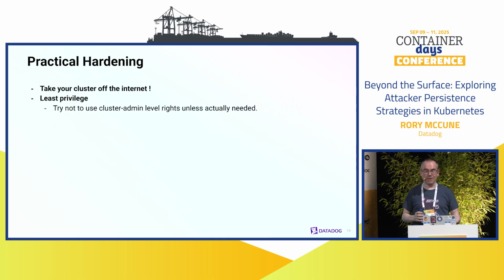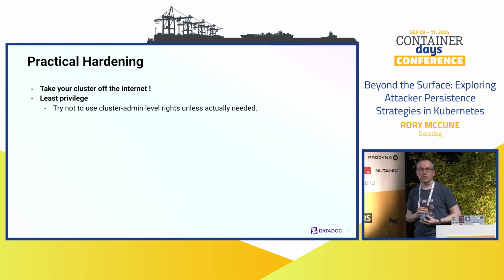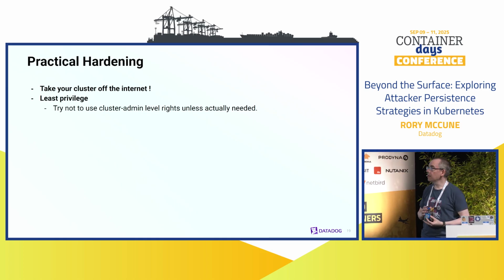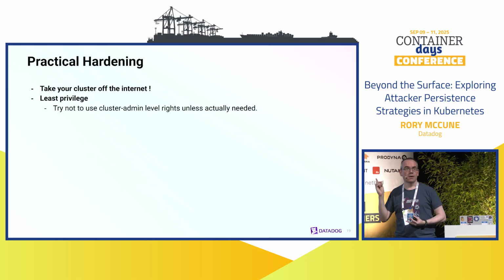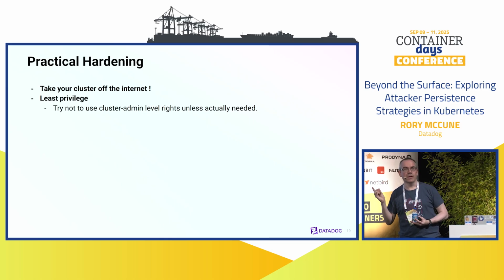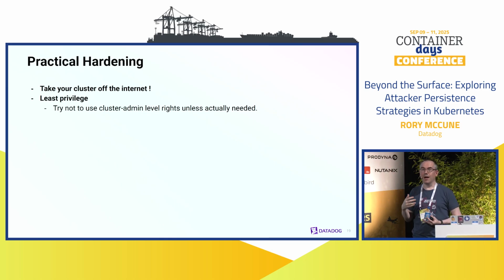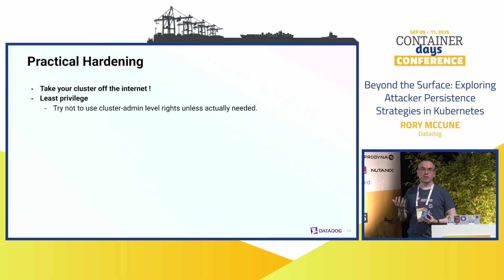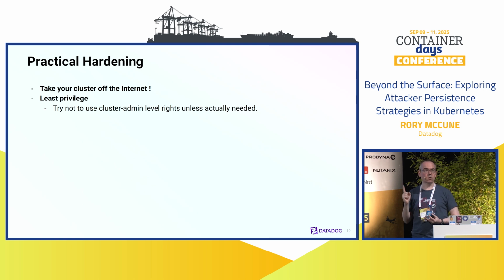The other question is, how do you stop this? How could we have had this outcome be different? Well, first one, if you only do one thing after this talk, if you only make one change to your configurations, my recommendation would be take your clusters off the internet. Don't put your API servers directly on the internet. I know it's a default, but it's a bad default, because it means you're always one set of stolen credentials away from having a very bad day.